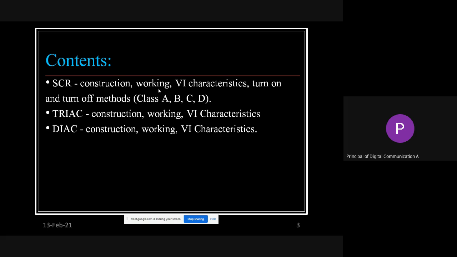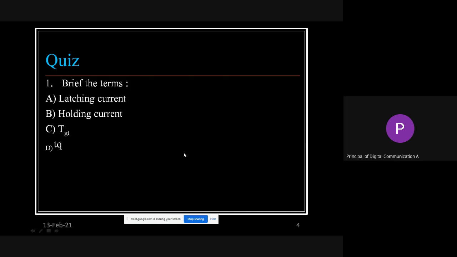The other name for that one is the SCR. Today we will talk about the turn off methods of the SCR. They are bifurcated into various classes, and what are these classes? That is what we are going to learn today.